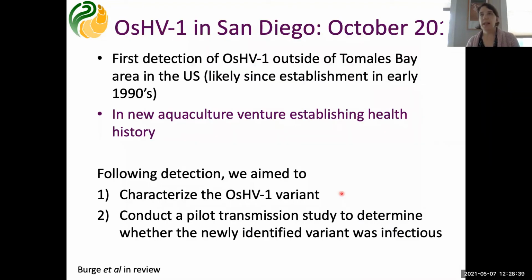So this was the first detection of OsHV-1 outside of the Tomales Bay area in the US. And again, this was a new aquaculture venture. And so following this, we aimed to characterize the variant and conduct a pilot transmission study to determine whether the newly identified variant was infectious. And I think this is often extremely difficult and also hasn't been done as much as it probably should be done with different OsHV-1 variants.